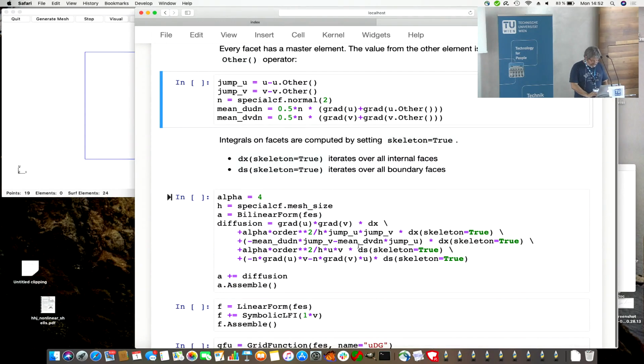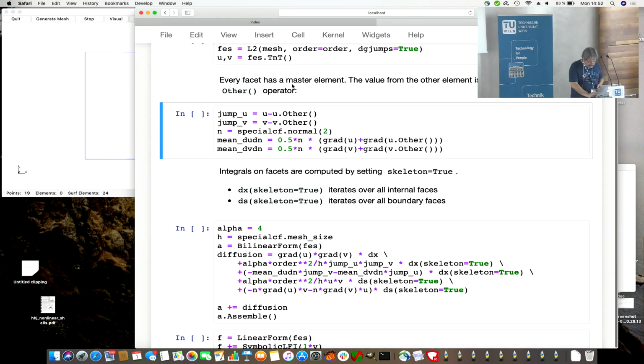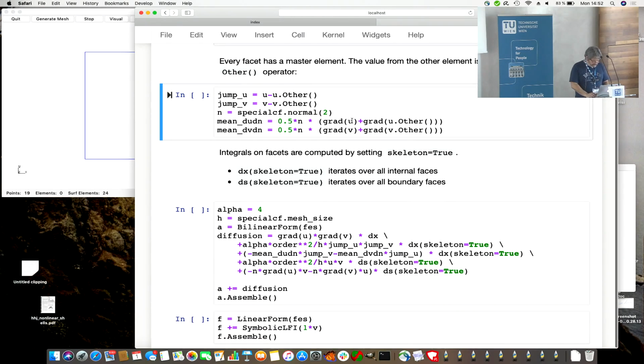How to specify these terms? We will need a jump of u, which is u minus the neighboring u: my u minus the other u. For these skeleton terms, we have a loop where we iterate over the edges of the mesh. One element is chosen as the master element, which has the normal vector as outgoing normal vector. The other side is the other element, and we can refer to the trial function on the other element by u.Other. So the jump is current element minus other element. Similarly, we need the mean value of the gradient.